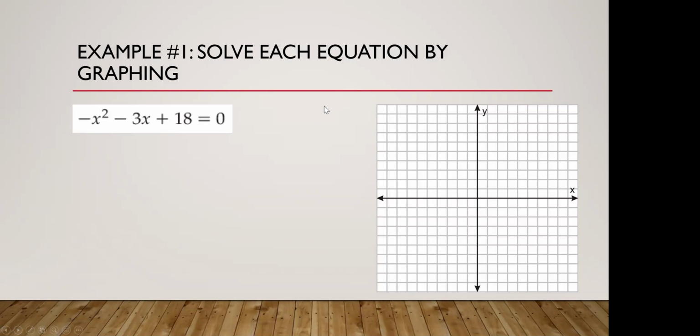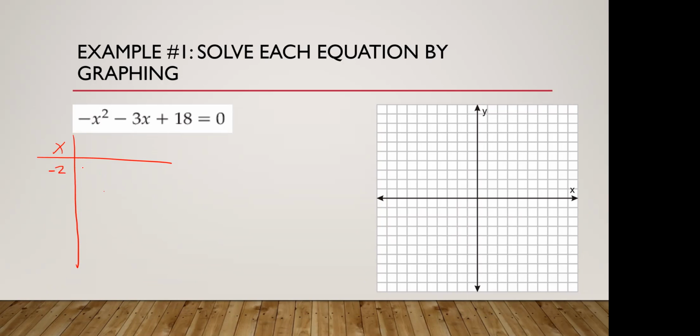It says to solve each equation by graphing. You can graph it one of 2 ways. You can plug in values for x, solve for y, and then graph your parabola, or you can find the axis of symmetry, the vertex, the y-intercept, all those things. It's totally up to you. What I'm going to do is make a table of values here, and I'm going to start with -2.